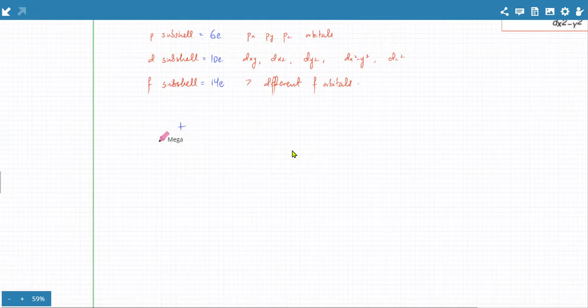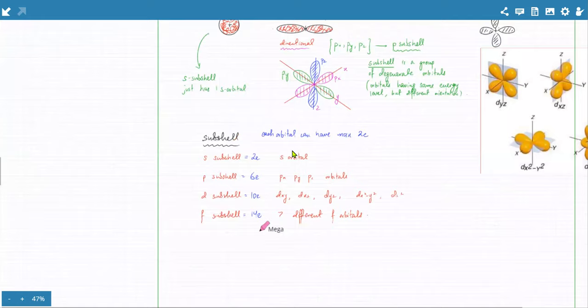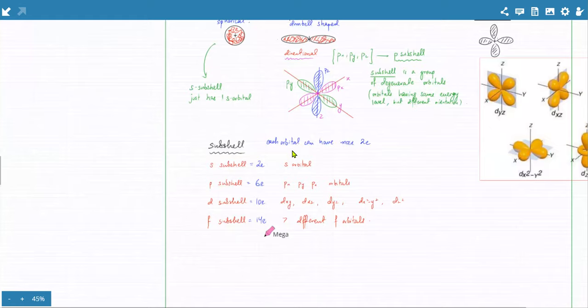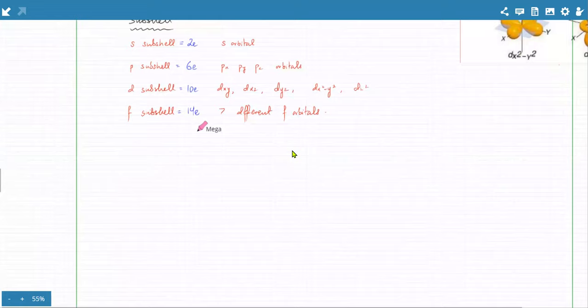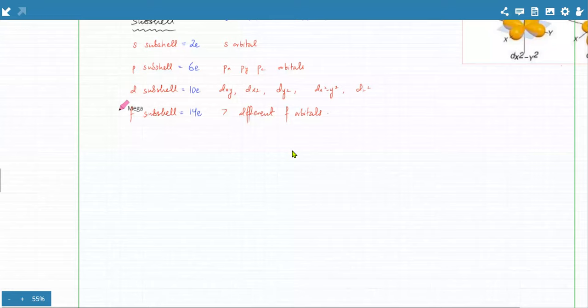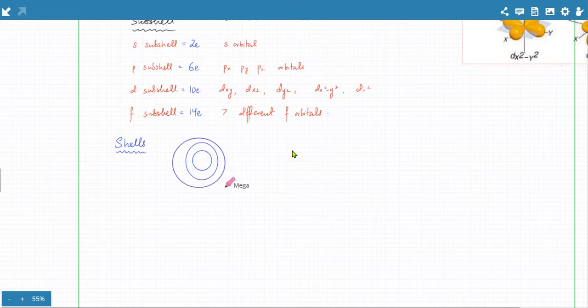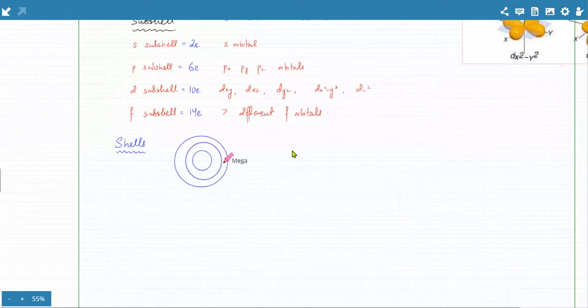Now the thing is, you have all these regions around the nucleus where an electron could exist. So how do you figure out where the electron would exist? Another thing we need to discuss is shells. In O levels, we studied that electrons exist in shells. So what are these shells? For example, a sodium atom has 3 shells. We never learned about subshells or orbitals, but we did learn about shells in O levels. So for example, sodium has 2 electrons in the first shell, 8 in the second shell.